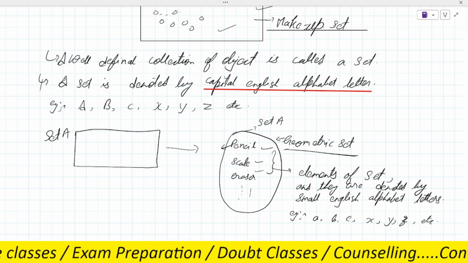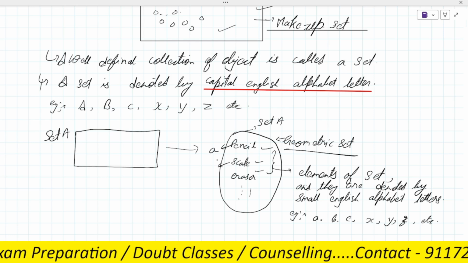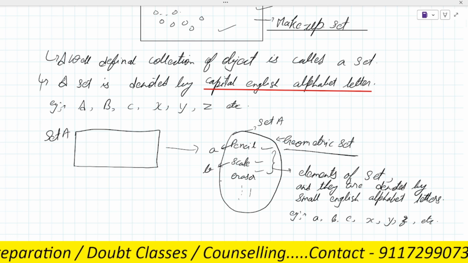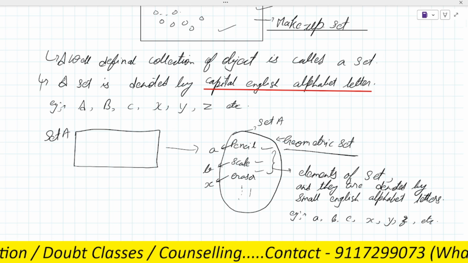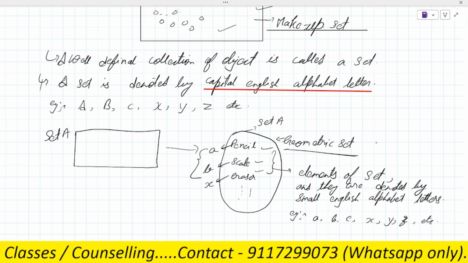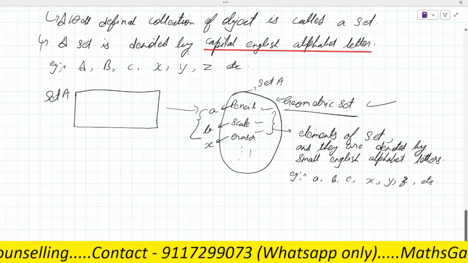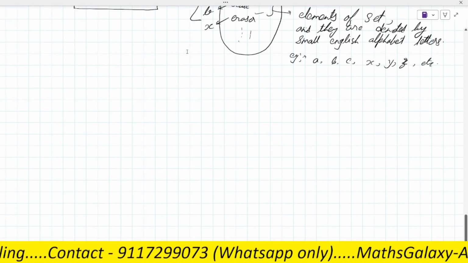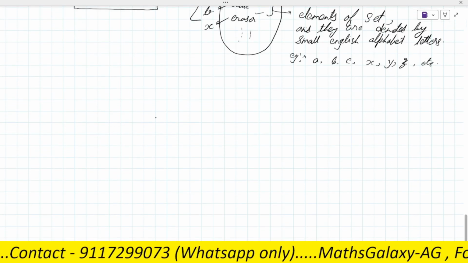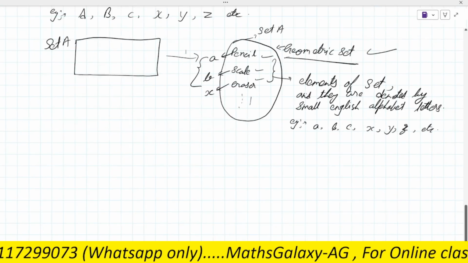Suppose pencil, this element is denoted by A. A equal to pencil. A means pencil. B means scale. X means eraser. So these will be the elements of the set. Is it clear? We have already learned these things. Any doubt?